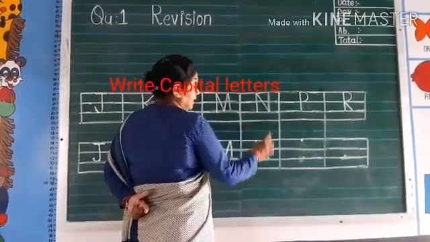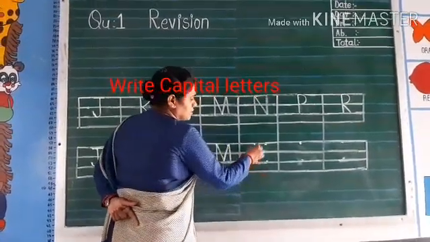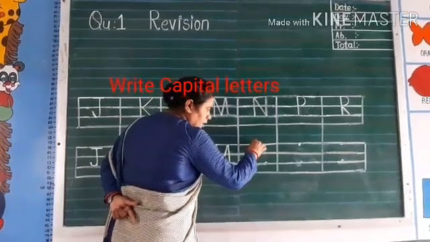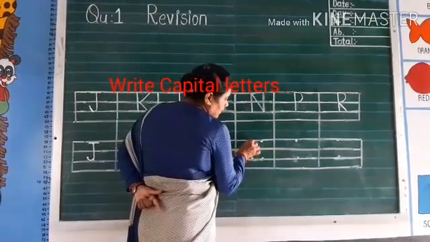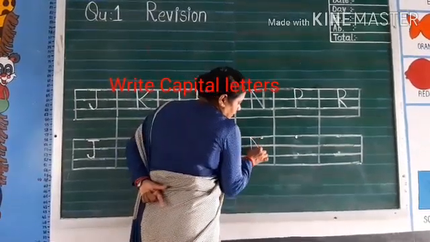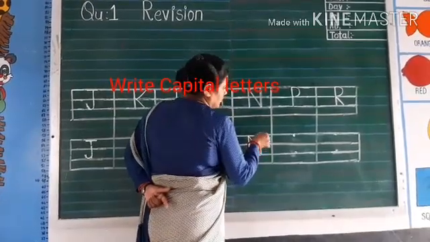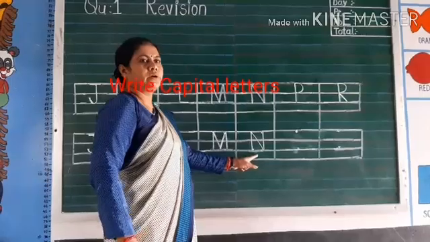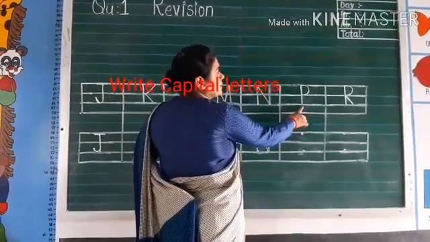Again, which letter is this? Capital letter N. Here 4 dots are given. How to write capital letter N? First, up to down, make a standing line. Up to down, make a slant line, and down to up, make a standing line. This way you have to write capital letter N.